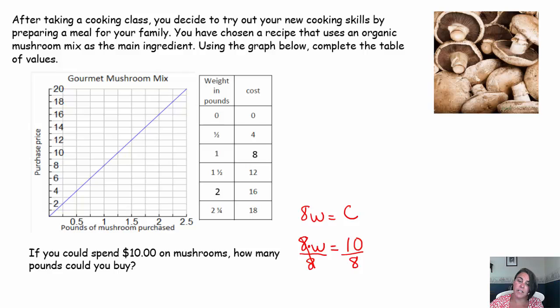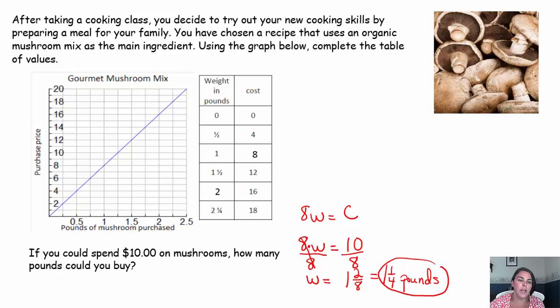8 divided by 8, fancy form of 1, so I'm just left with my W here. 10 divided by 8. 8 goes into 10, 1 and 2 eighths left over. And that's the same as 1 1/4 pounds. So 1 1/4 pounds will cost $10.